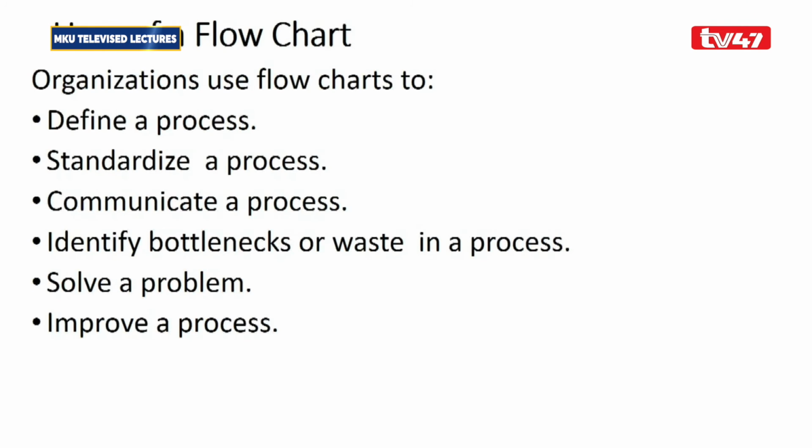What a process contains, what are the different activities that go into that process. That's what we are saying a flowchart can be used for. It can be used to standardize a process. It can be used to communicate a process. Maybe you're trying to explain what is contained in a process. Then it can be used to identify bottlenecks or waste in a process. Remember, an organization endeavors to minimize any waste, remove any bottlenecks that are in the system. You can be using a flowchart to illustrate these bottlenecks or waste.